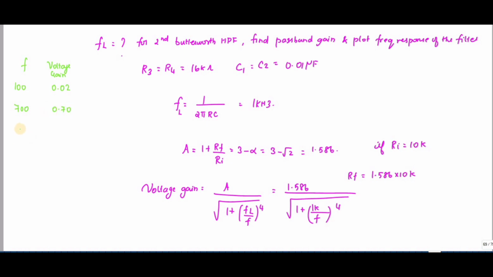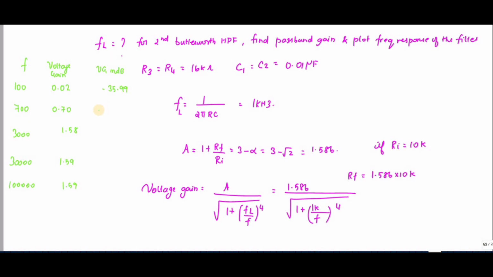And you substitute 3000, so you will get the answer as 1.58. And likewise 30,000, you get the answer as 1.59. And if I substitute 1 lakh, you will get the answer as 1.59. If I want voltage gain in dB, you have to take 20 log of this value. So if I take 20 log of this value, that is nothing but minus 35.99.